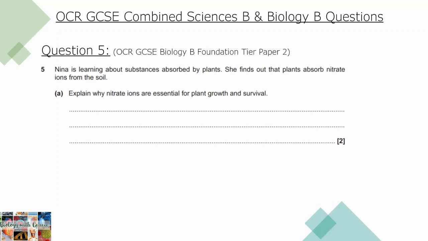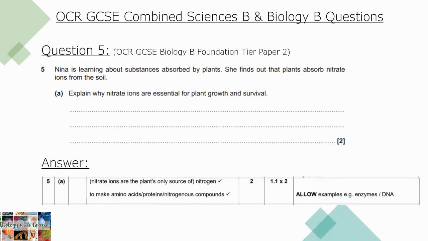Question 5. Nina is learning about substances absorbed by plants. She finds out that plants absorb nitrate ions from the soil. Explain why nitrate ions are essential for plant growth and survival. We know that nitrogen is an essential component of amino acids, which are important to make proteins. Nitrate ions absorbed from the soil are the plant's only source of nitrogen, and therefore its only way to obtain nitrogen in order to make amino acids, which affects the proteins produced. So here we can see our answer: nitrate ions are the plant's only source of nitrogen to make amino acids, proteins, or nitrogenous compounds.